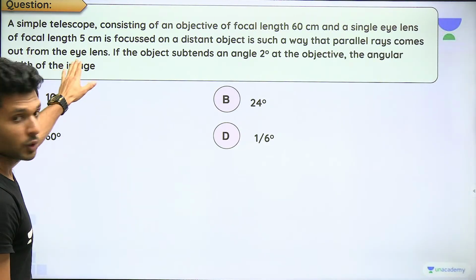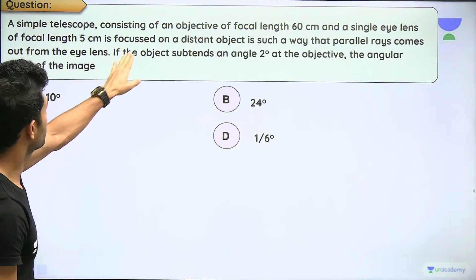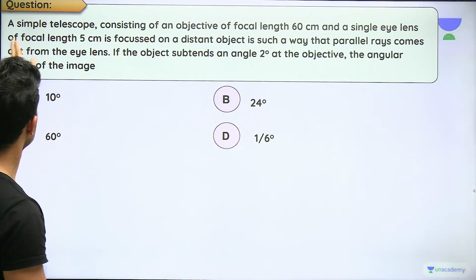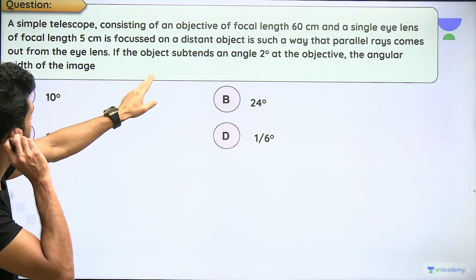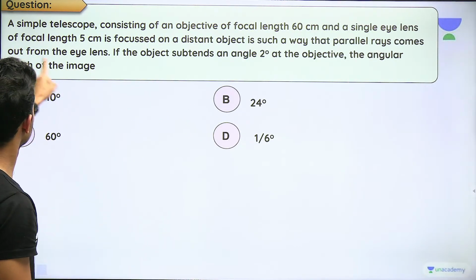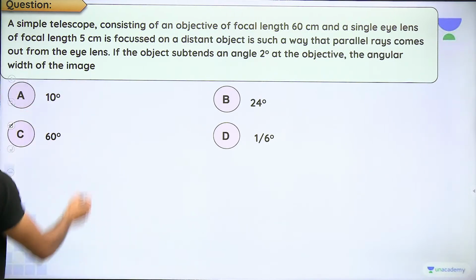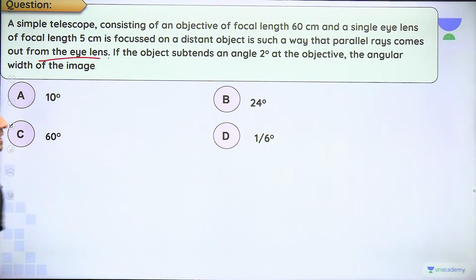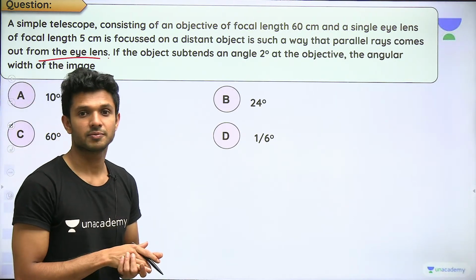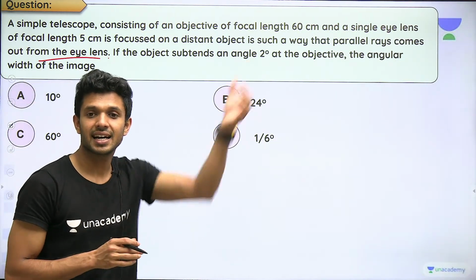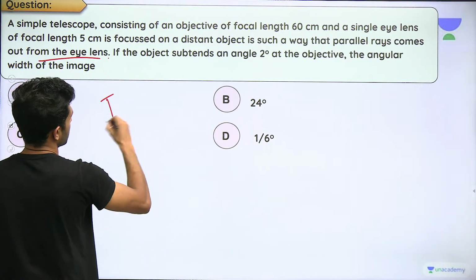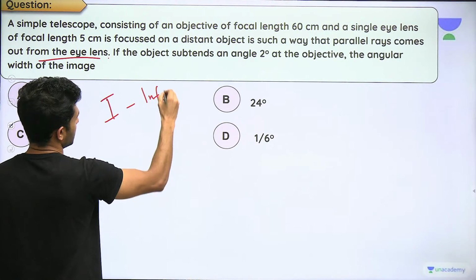A simple telescope, consisting of an objective of focal length 60 and a single eye lens of focal length 5, is focused at a distant object in such a way that parallel rays come out from the eye lens. Parallel rays coming out from the eye lens means, can you tell me where the final image is formed? Where the final rays are parallel? Image at infinity.